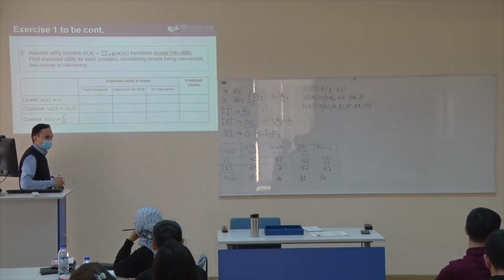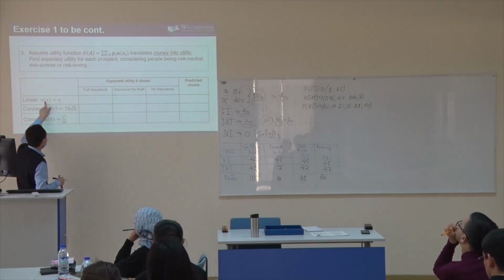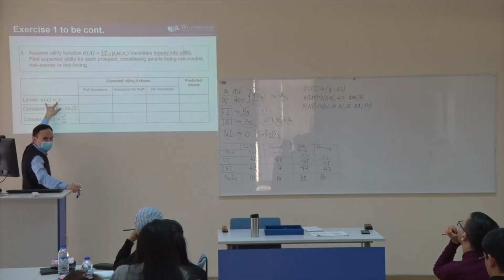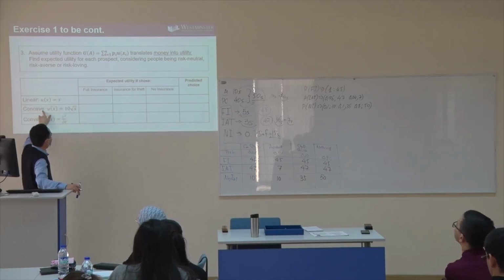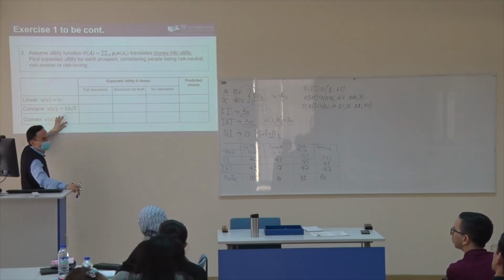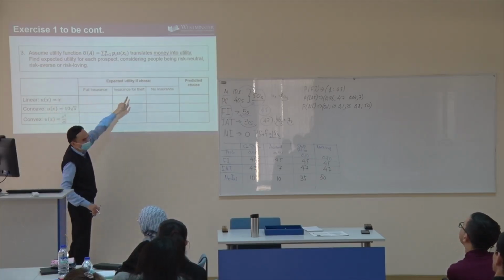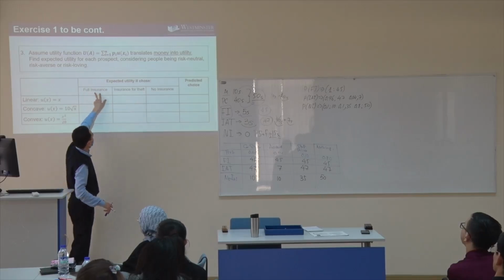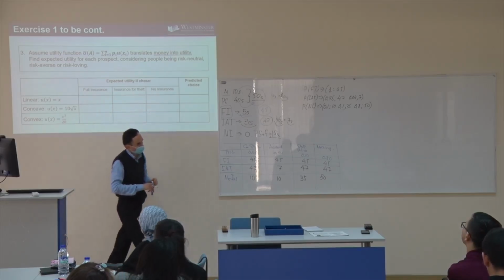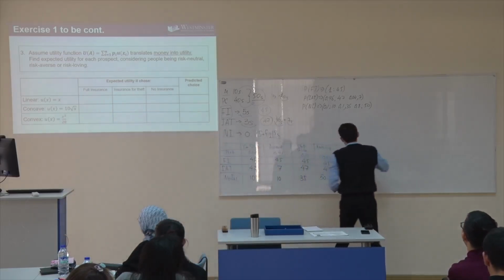So according to our lecture, students, if our utility function is linear, what type of people does it describe? Risk neutral people, right? If it is a square root, so concave, risk averse. If it's convex, risk loving. So now we are considering 3 cases, okay? We will find the expected utility in the case of full insurance, insurance against theft, and no insurance. We will do it now together, okay? We will do calculations.